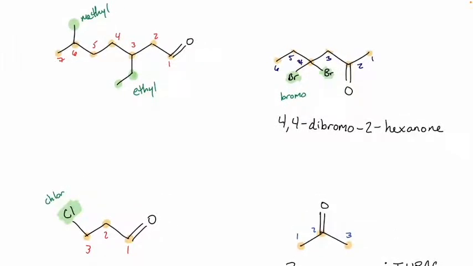So again, now I'm going to assemble my name. I'm going to make sure to put these substituents in alphabetical order. So 3-ethyl, 6-methyl heptanal. Remember, I don't have to bother saying 1-heptanal because it's always at carbon 1.